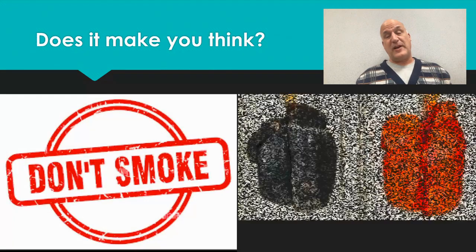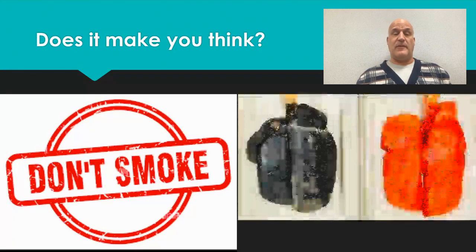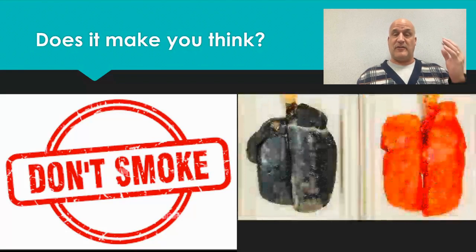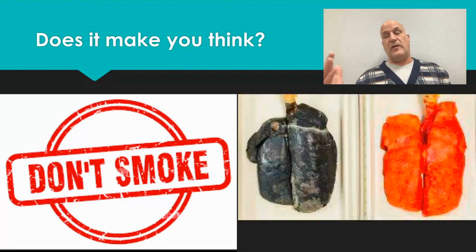If I were to show this picture instead and say, look, the picture on the right hand side is smoker's lung, the black lung. The one on the other side is a non-smoker's. So the question to ask is, what set of lungs would you want to have in your body? So I can take this visual and communicate the exact same message, but I can also communicate the why, why you should not smoke.